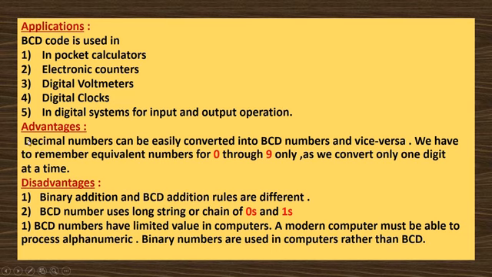So decimal numbers can be easily converted into BCD numbers and vice versa, because we have to remember equivalent numbers for 0 through 9 only, as we convert only one digit at a time. Okay, but BCD code has some disadvantages. So what are the disadvantages of BCD code?